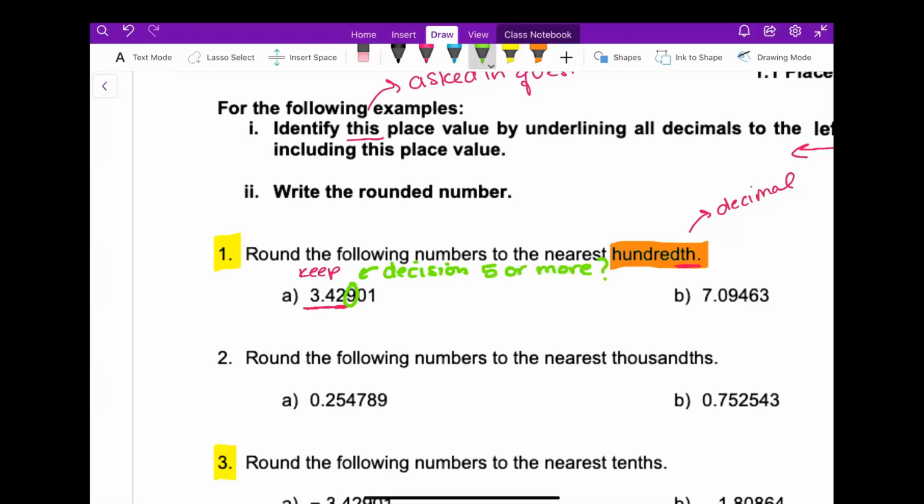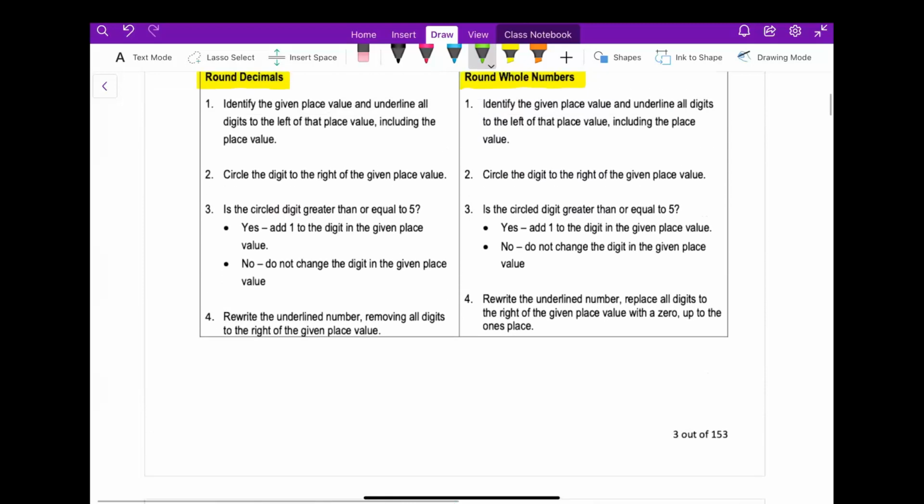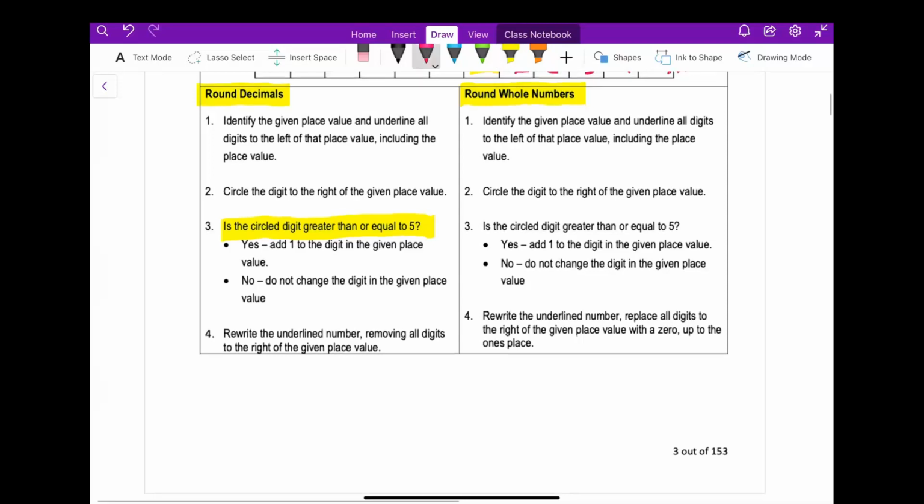So we're asking ourselves that question all the time. Is this 5 or more? What do we have? We have our instructions here. Come back to our instructions. It says we're looking at decimals. Is the circle digit greater than or equal to 5? If yes, add 1 to the digit in the given place. If no, do not change the digit in the given place value. The given place is the one that they asked for. In our case, it's the hundredths.